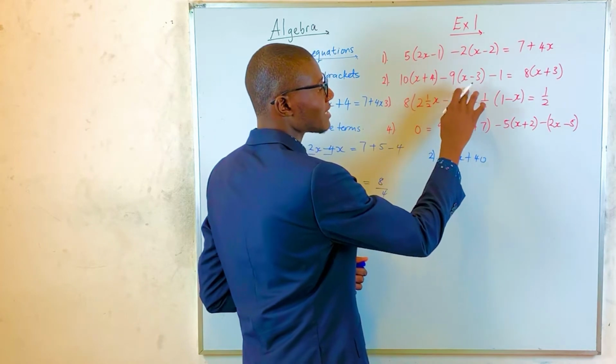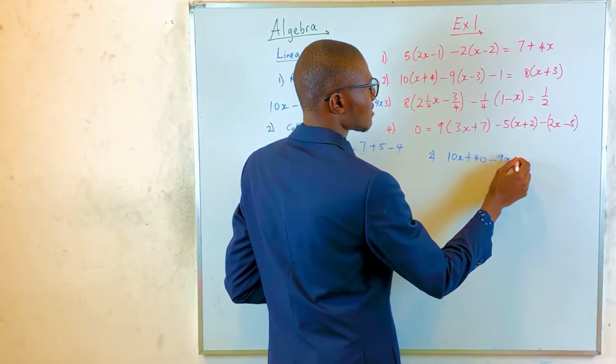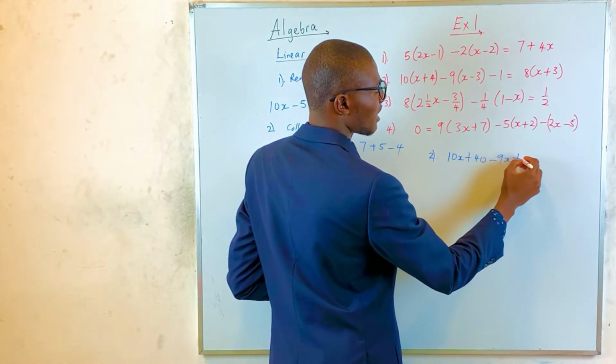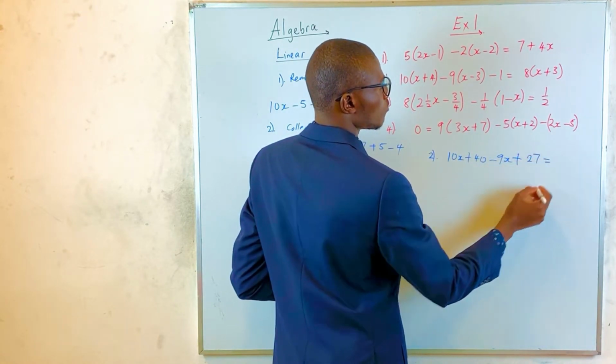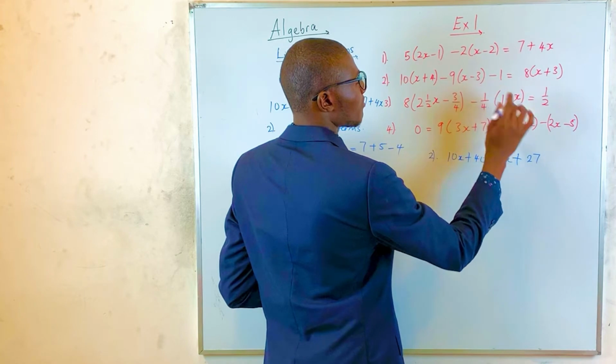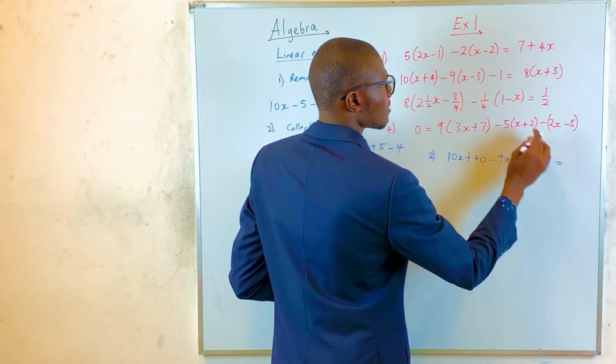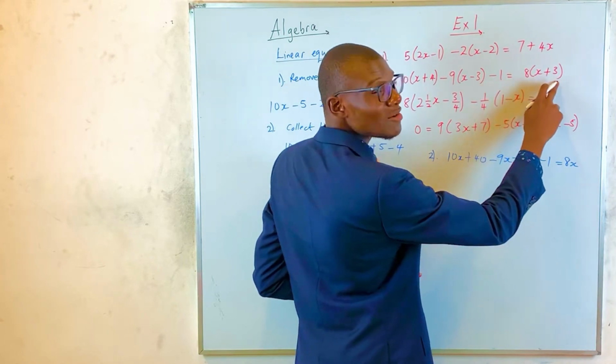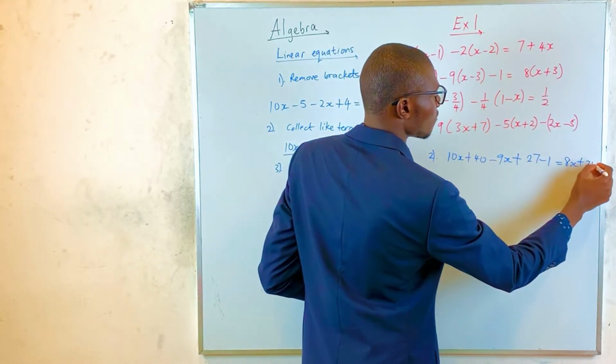Plus 10 times 4, that's plus 40. Then minus 9 times x, that's minus 9x. Then minus 9 times minus 3, minus and the minus gives plus, 9 times 3 is equal to 27. Then we've got minus 1 there. This is equal to 8 times x, that's 8x. Then 8 times plus 3, that's plus 24.